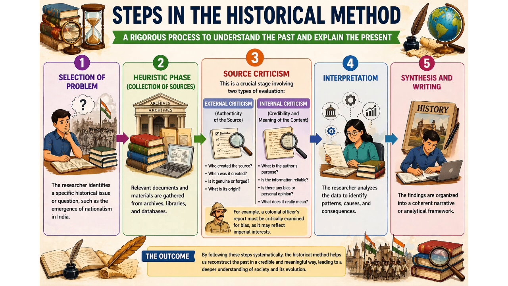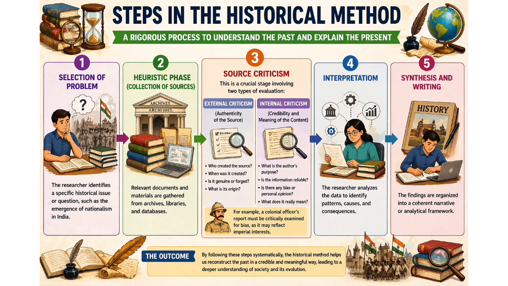Heuristic phase, collection of sources. Relevant documents and materials are gathered from archives, libraries, and databases. Source criticism. This is a crucial stage involving two types of evaluation. External criticism, authenticity of the source. Internal criticism, credibility and meaning of the content. For example, a colonial officer's report must be critically examined for bias, as it may reflect imperial interests.